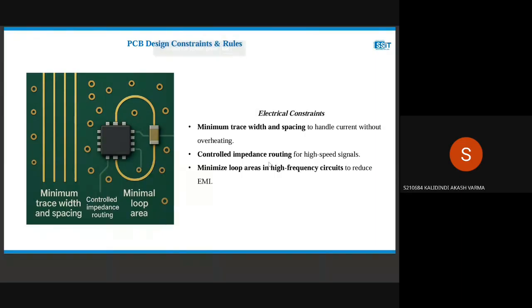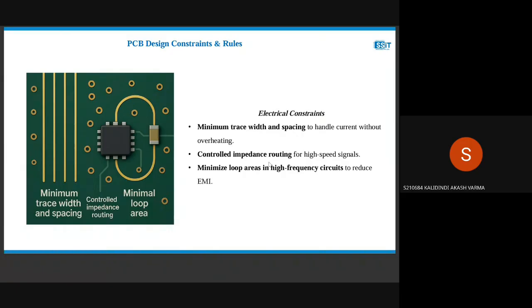So there are electrical connections. We already discussed PCB design constraints. The trace width and space should be maintained. The trace length should be as short as possible. If you increase the trace length, it is unwanted, because noise will be introduced and the signal will be weak. So the trace length should be as short as possible.